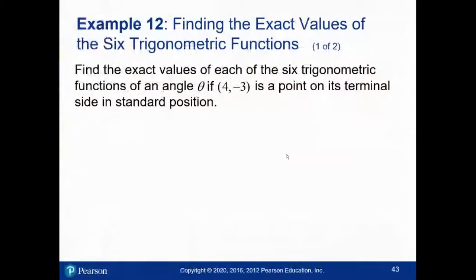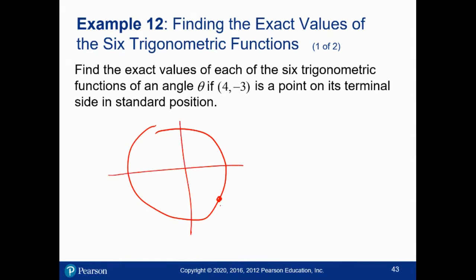So find the exact value of each of the 6 trigonometric functions, if the angle is theta, measured in radians, if (4, -3) is a point on the circle. This is definitely not on the unit circle. (4, -3) will be, say, about here. So here's my angle theta. Remember, we start from the positive x-axis direction and go counterclockwise. So what is sine, cosine, etc.?